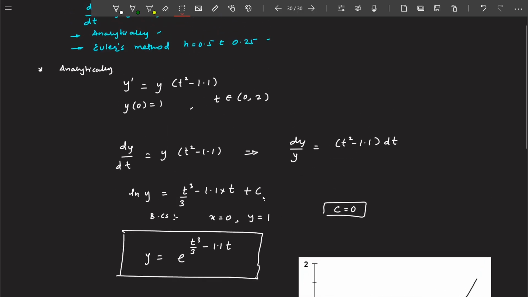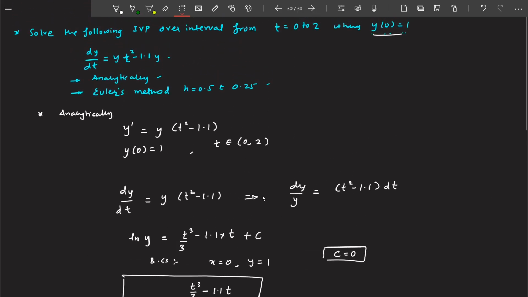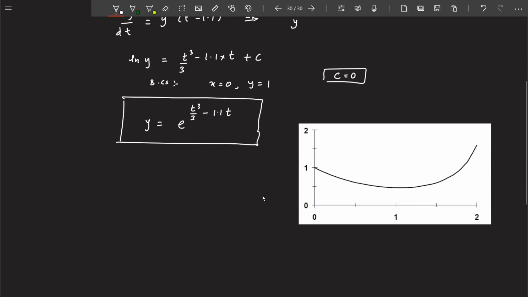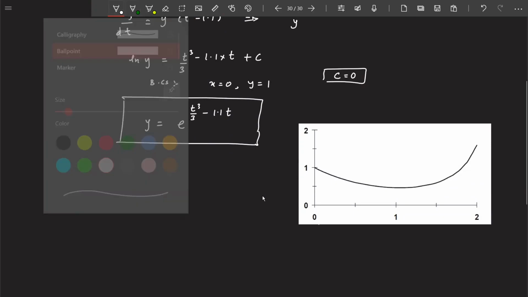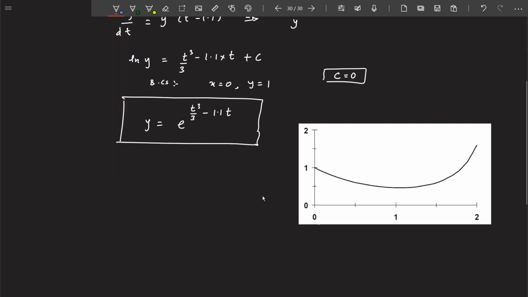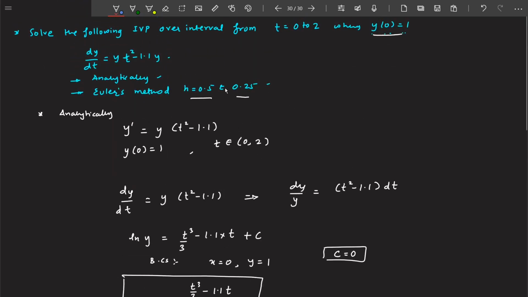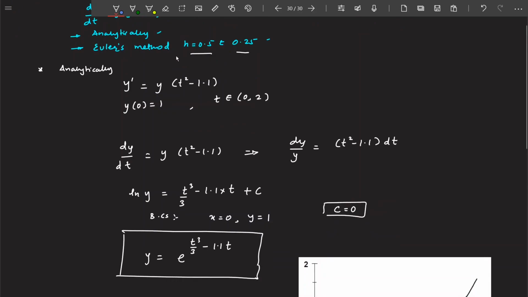Now what we want is to find the numerical solution using Euler's method for h equal to 0.5 and 0.25. Now I think this is working. This is white, so I'll have to change the color. Yeah, 0 and 2. Now it's working. So let us solve this problem by Euler's method.